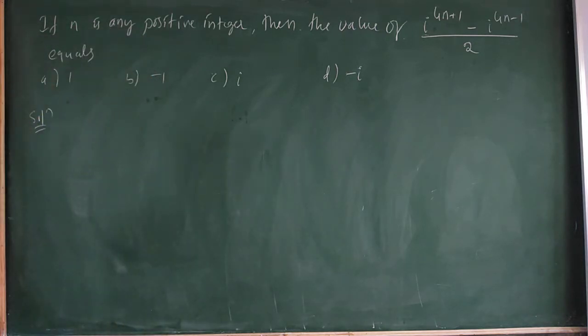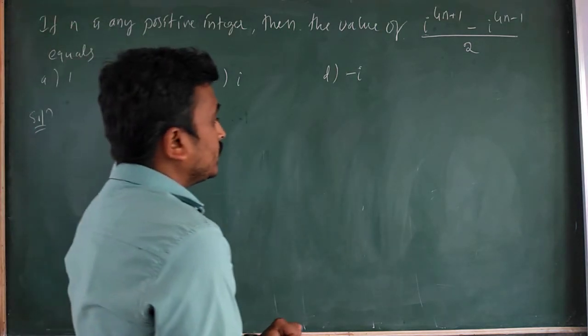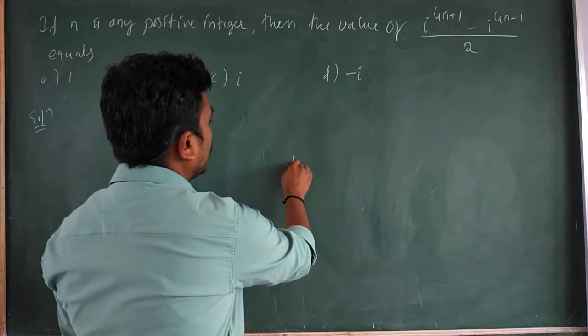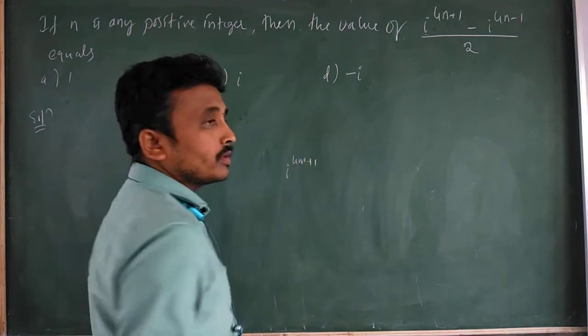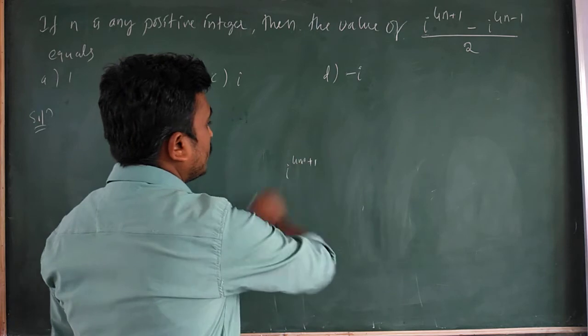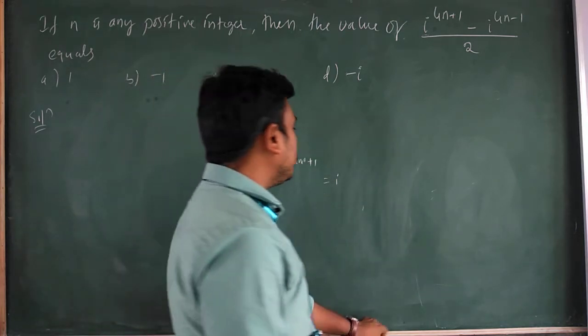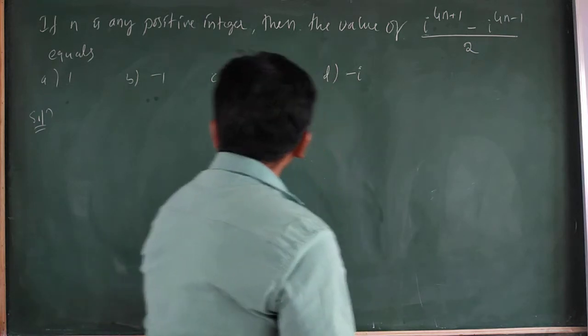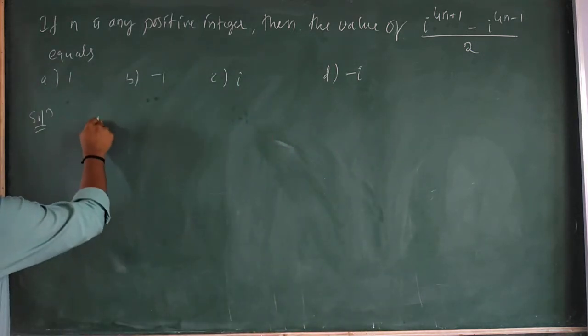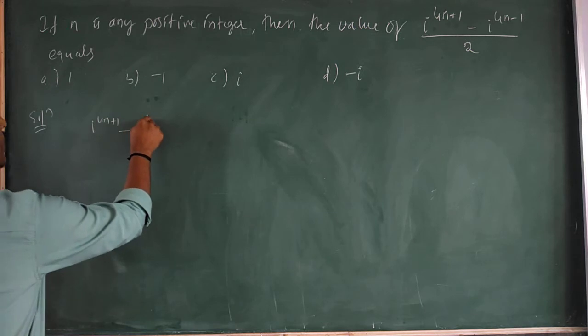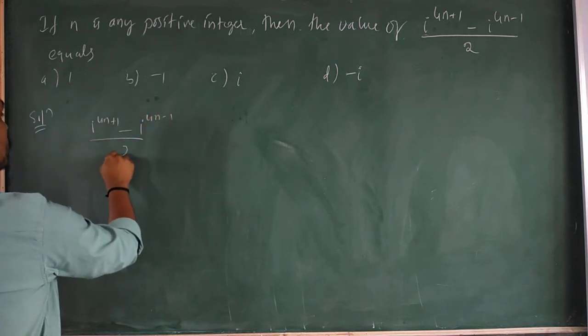Yesterday we already discussed the powers of i. The value of i^(4m+1) is i only. Like that we solve this one. Solution: (i^(4n+1) − i^(4n−1)) divided by 2 is there.